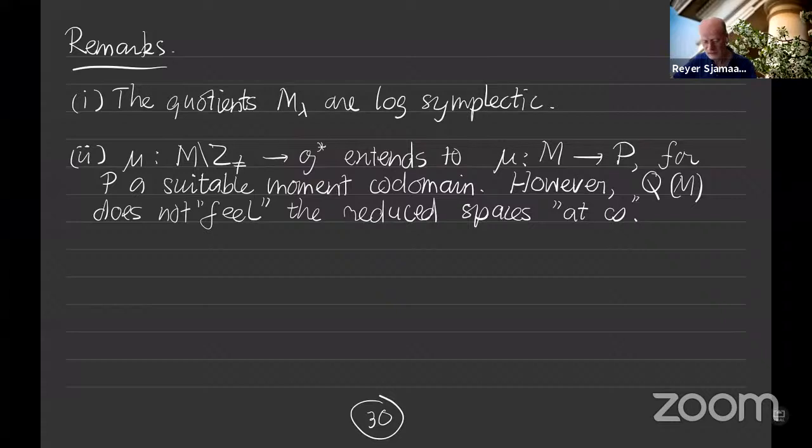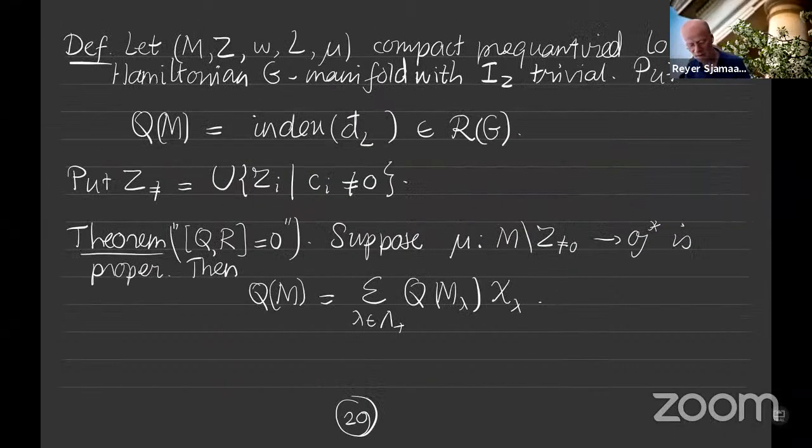momentum codomain. And having done that, you can make sense of the reduced spaces at infinity, so to speak, where you take points p which are not contained in g star, but in the hyperplanes at infinity. The quantization, however, does not feel these reduced spaces at infinity. So in a sense, that's disappointing, perhaps. Perhaps there are more sophisticated K-theory invariants of these log symplectic manifolds that do detect the symplectic quotients at infinity.